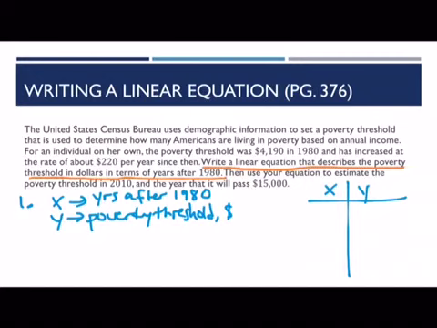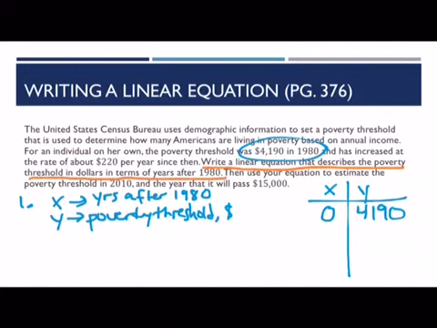All right. So we're given one of these. I know that in 1980, the poverty threshold is $4,190. Right, so what would be the x in that year? Well, we just said that that would be 0, and then y is the poverty threshold, $4,190.